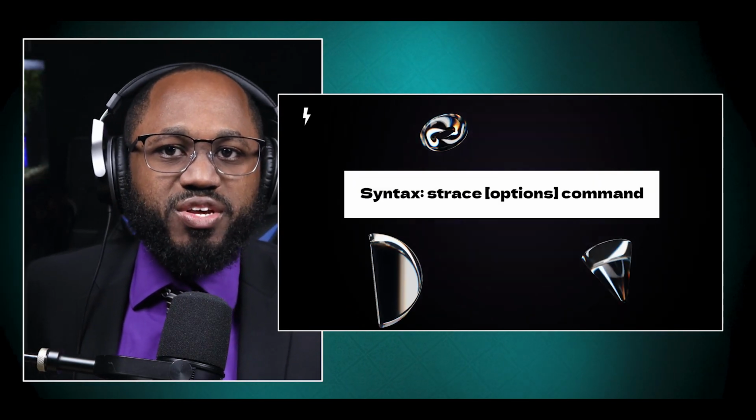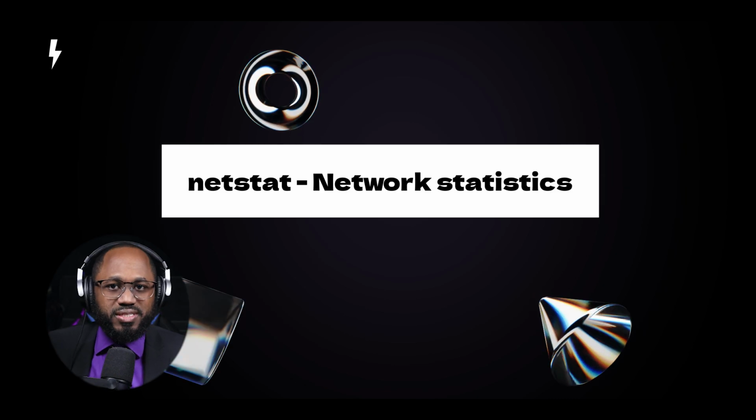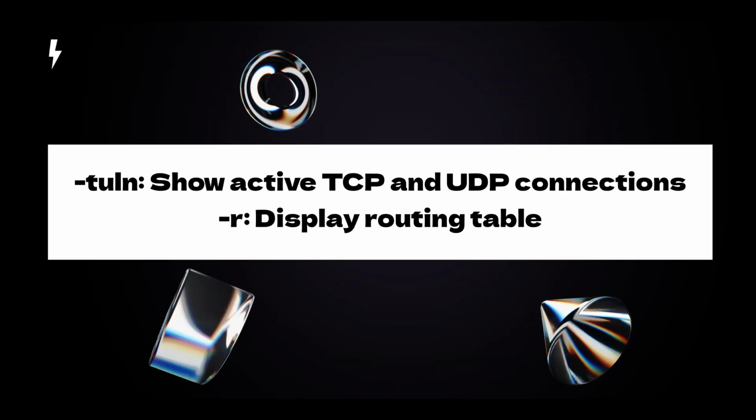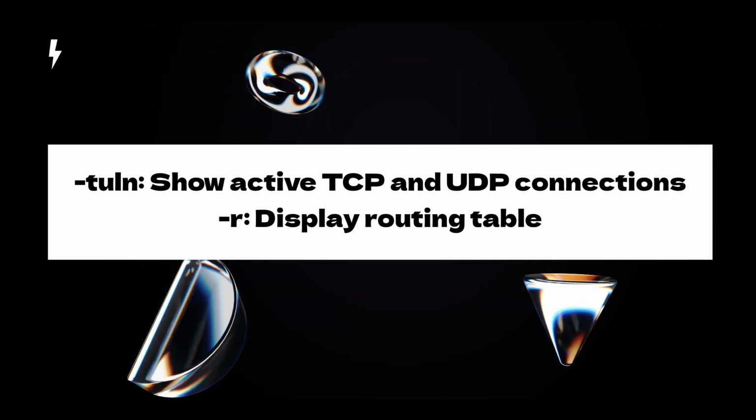Network administration: you have netstat, the network statistics command, which displays network connections, routing tables, and interface statistics. The useful options are -tuln, which shows active TCP and UDP connections, and -r, which displays the routing table. Then there's tcpdump.